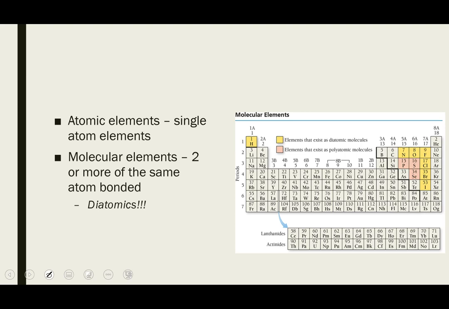The ones you really need to pay attention to and memorize are those yellow ones, the diatomics. The phosphorus, the sulfur, the selenium, that's not really going to come up. We might talk about it again, but it's not really going to come up. Those diatomics, however, you absolutely need to know. So hydrogen, nitrogen, oxygen, fluorine, chlorine, bromine, iodine.